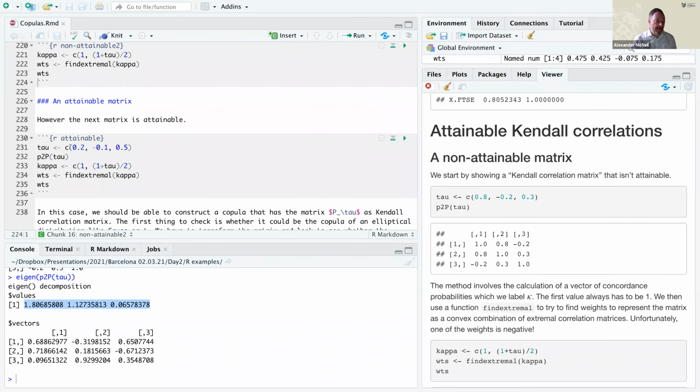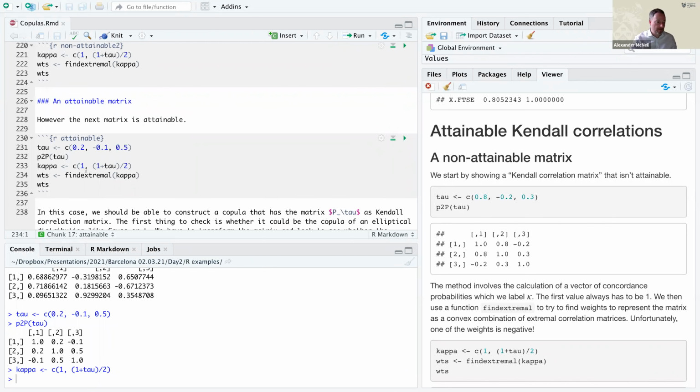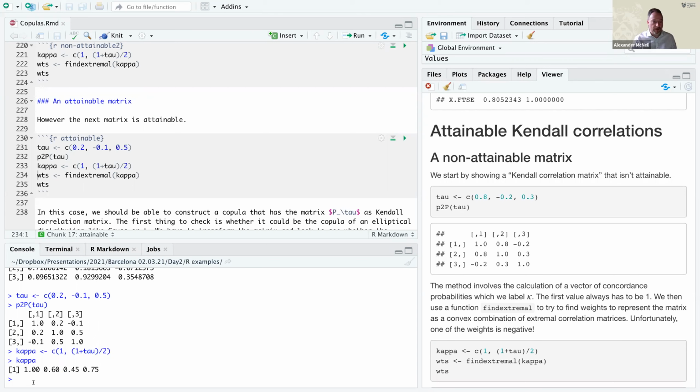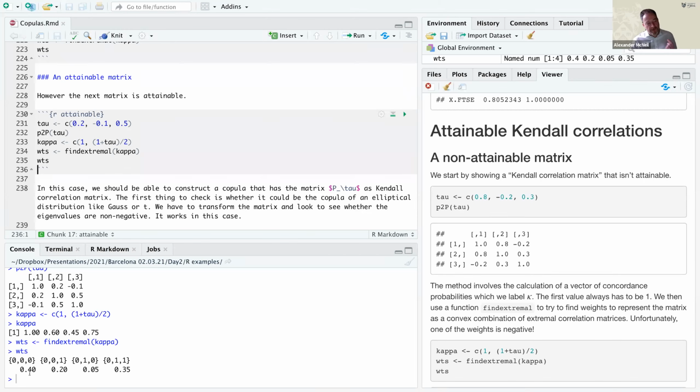Here's one that we can have for Kendall. So I'll make another one. So say we do that one. Now we've got 0.2, minus 0.1 and 0.5. To check that, we have to make the kappa vector. These will all be positive, these numbers, because they are the concordance probabilities. There always has to be a 1 in the first position for the sum constraint. And then we can have that. If we took 0.4 times the first extremal correlation matrix, 0.2 times the second, 0.05 times the third, and 0.35 times the fourth, that would give us what we want.